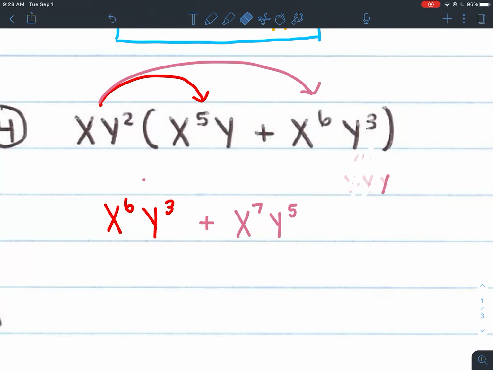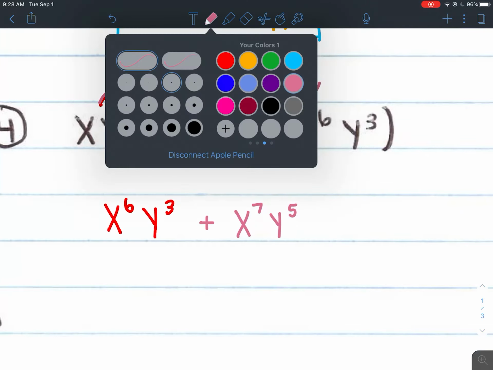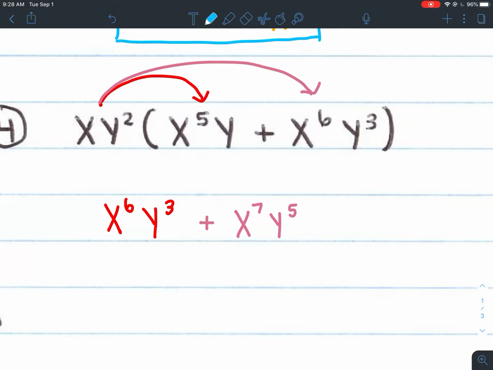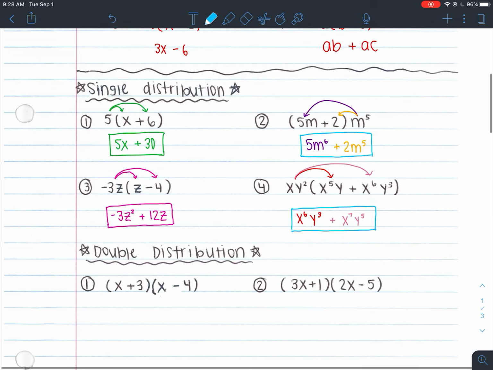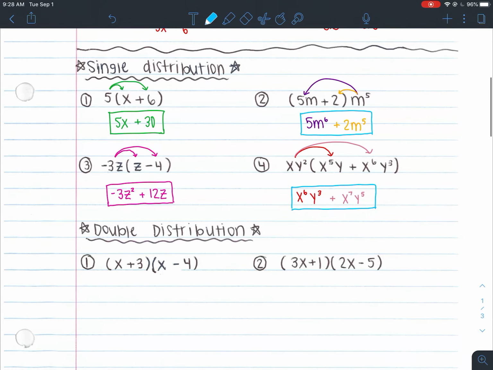Oops, I didn't mean to erase that whole thing. There we go. And these are definitely not like terms because I have to have the same variable and same exponent. So this would be our final expression. So this is just a review of single distribution. Again, the only new stuff for us would be number 2 and 4. Those are a little bit trickier because our exponents are kind of bigger now, so we have to think a little bit more. But the process for multiplying is exactly the same.